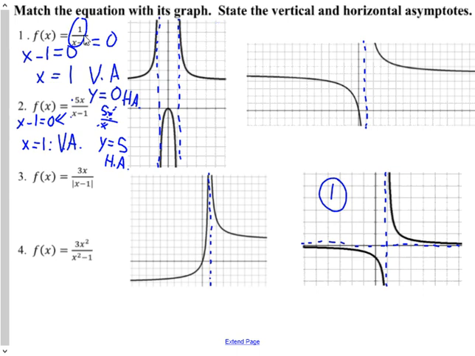Coming back here, this top one's not going to work. It looks more like 3. Over here to the right, 1, 2, 3, 4, 5. Oh, here's our match. This one appears to be y equals 5. And so there's number 2.